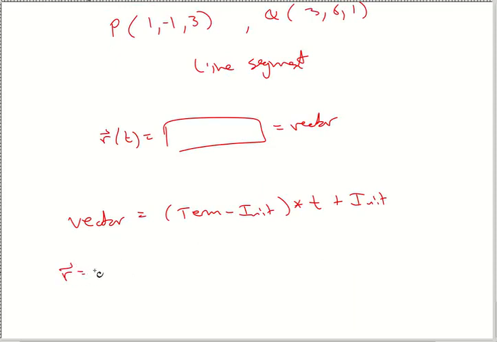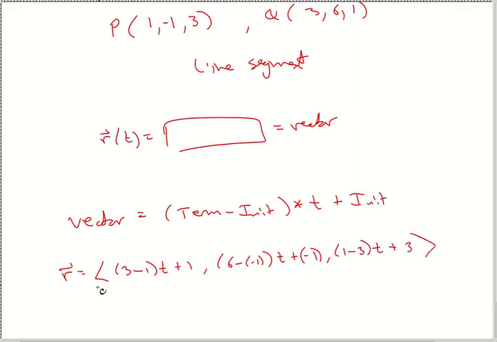So simply put, here's your answer. So terminal minus initial, so I got 3 minus 1 t plus initial was a 1. That's my x component. So my y's, I got now a 6 minus a -1 t, and then plus a -1 again, comma. Last one, I got 1 minus the 3, so 1 minus the 3 t, and then plus the 3. And there we go. This is actually your answer.